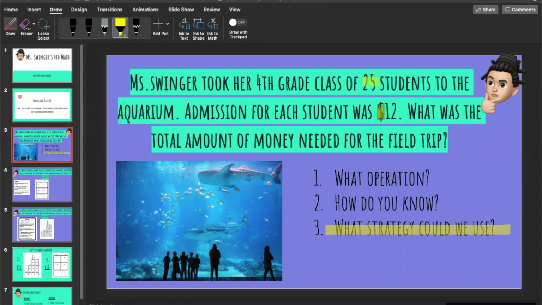we should know that we are going to multiply. But let me point out to you the key words that you can look for in a word problem like this in the future that will help you to know if it is multiplication. Our key word here is each. There are 25 students that are going to the aquarium. It costs $12 each. So we need to multiply 12 times 25. And we know because we're trying to find the total amount of money that is needed for this field trip.